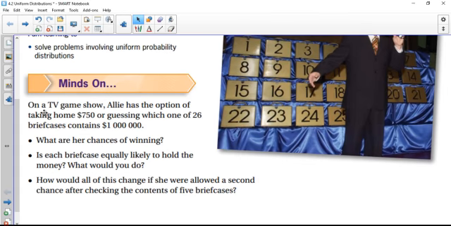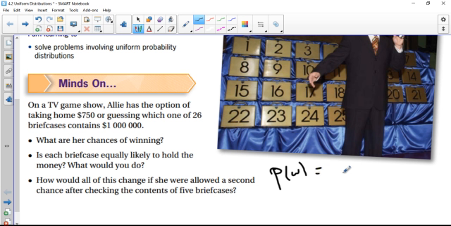So a TV game show. On this one, Allie has the option of taking home either $750 or choosing from one of the 26 briefcases, one of which contains $1 million. What are her chances of winning? Well, if we look at probabilities again, the probability of winning is the total number of winning cases over the total number of cases. So how many winning cases are there? Well, there's 1 and there are 26. So the probability of a win is 1 in 26.